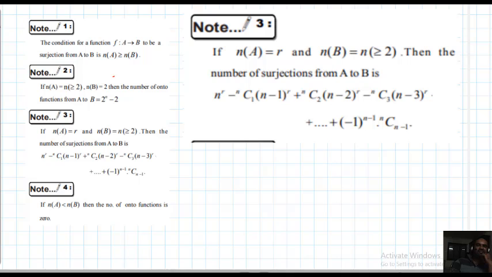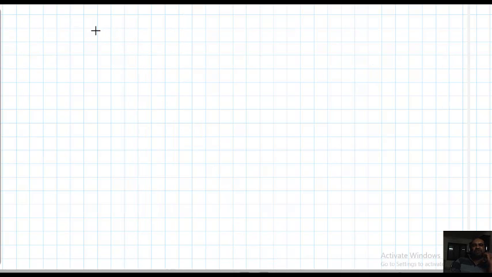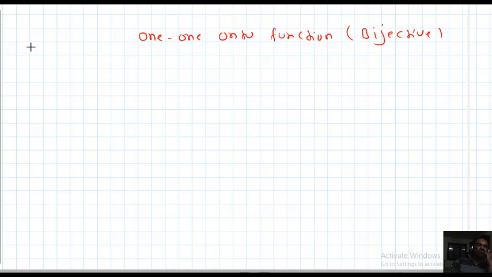Okay, students. Next type, important: one-one onto function. Are bijective. One-one means injective, onto means surjective. One-one onto is called a bijective function.